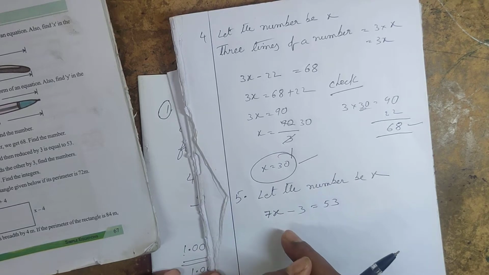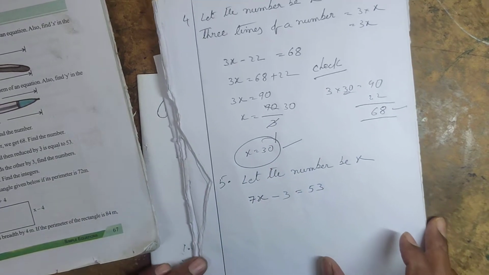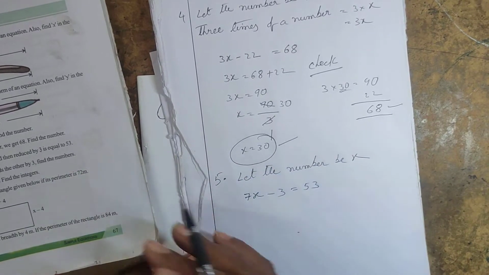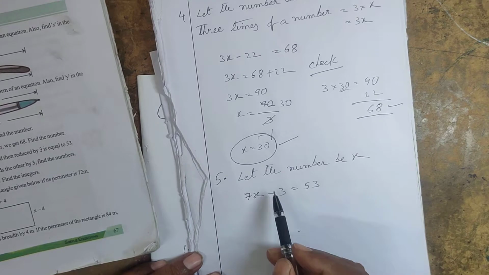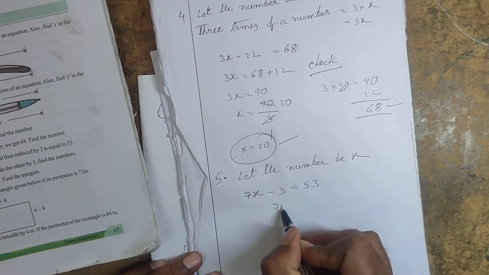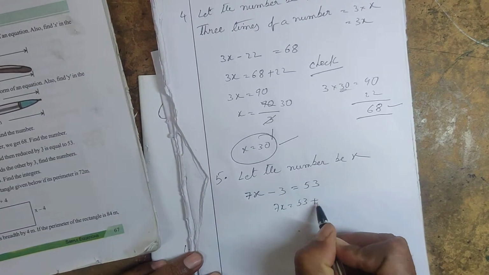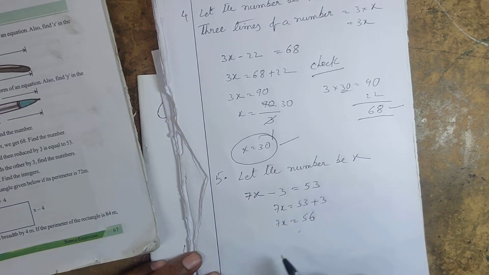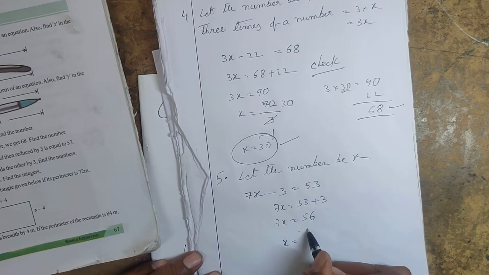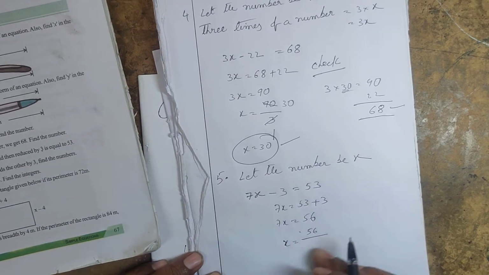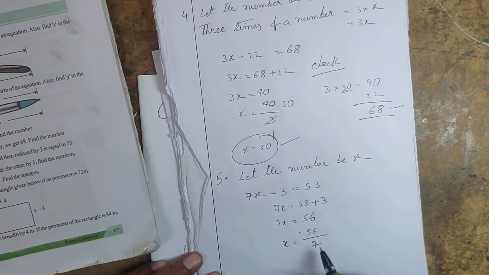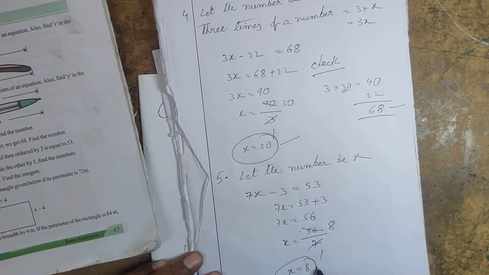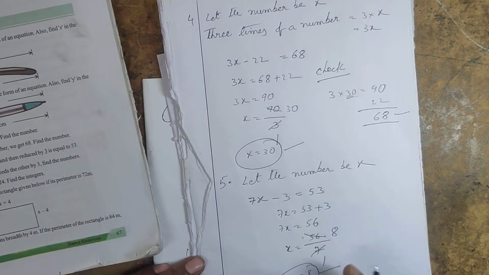Now what you have to do? Solving of equations you already did in the previous exercise, exercise number 2. So numbers, constants to one side, variables to one side. Minus 3 is what? A constant. You have to take it to the right hand side. So 7x is equal to 53 plus 3. 7x is equal to 56. So if you make 7x the subject, 7 will go to the RHS and it divides the 56. 7 table if you read, 7 eights are 56. How much did you get here? x is equal to 8, you got it.